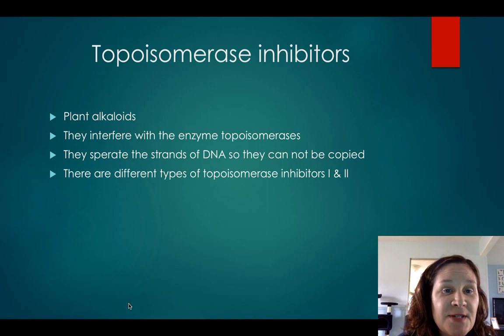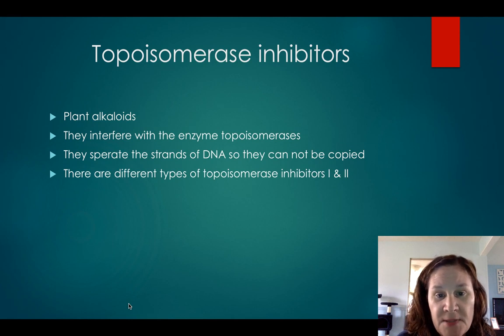Topoisomerase inhibitors, I'm terrible at pronouncing, I apologize. These are plant alkaloids. They interfere with the enzyme. They separate the strands of DNA so they cannot be copied. There are different types of topoisomerase inhibitors. There's a 1 and a 2.